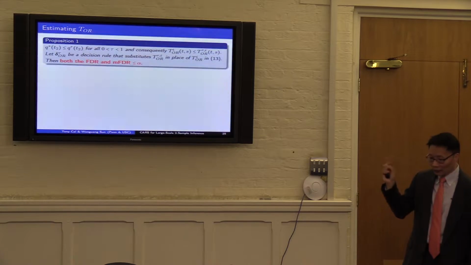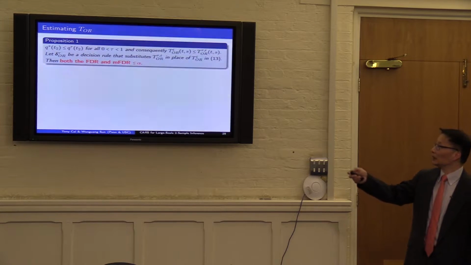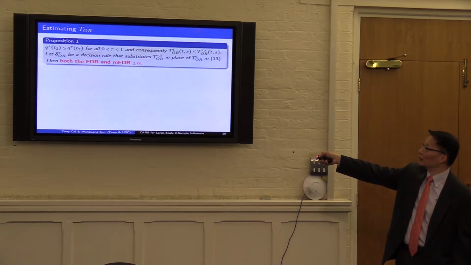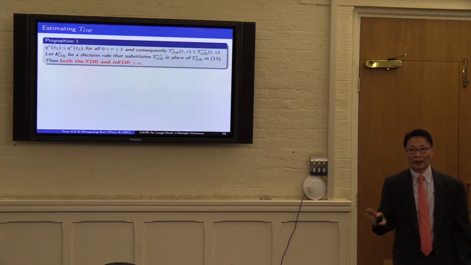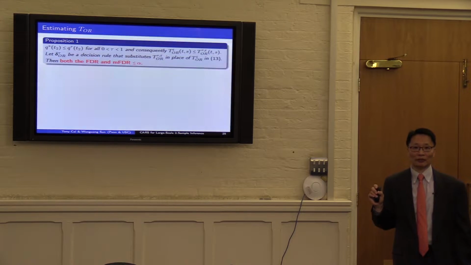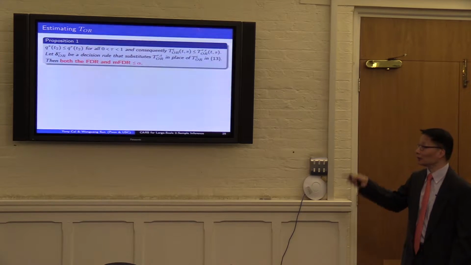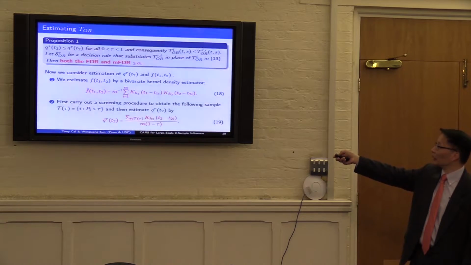But this q tau has one very important property. It's a conservative approximation to q star. Q tau is greater than or equal to q star. So if we replace q star by this q tau and do exactly the same thing, it's guaranteed the procedure will control FDR and marginal FDR. So we will never lose control by using this q tau. It's more conservative than what's optimal, but we control FDR.